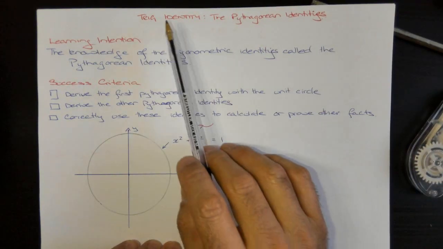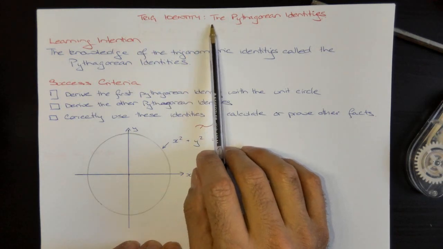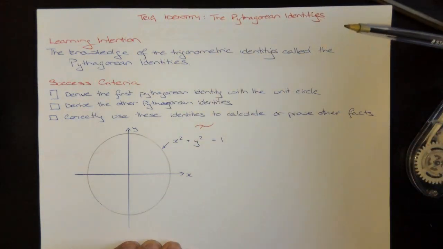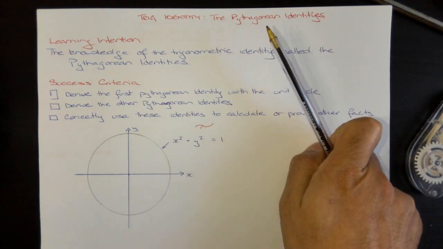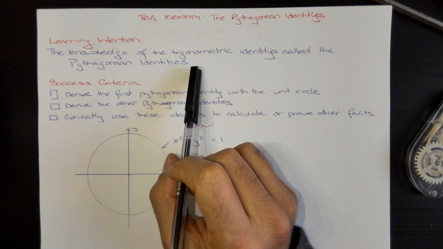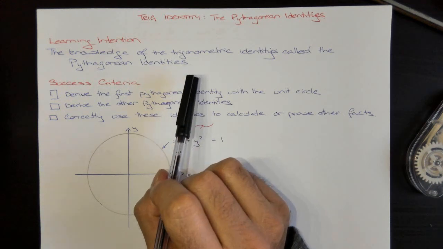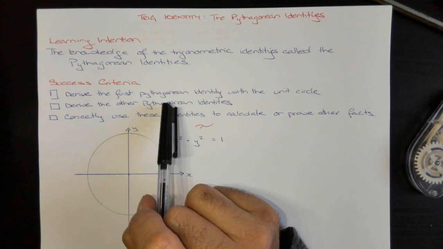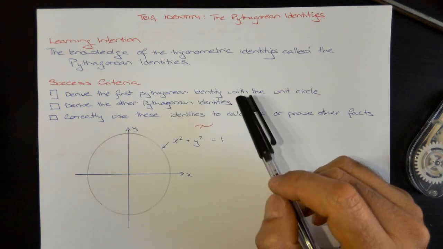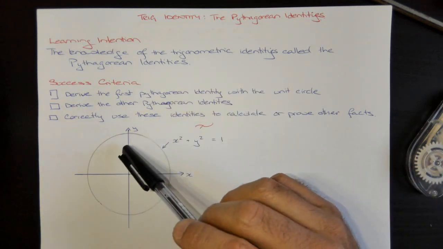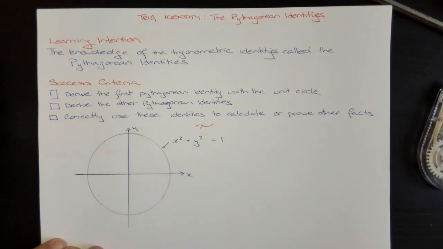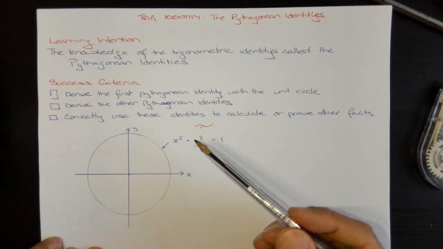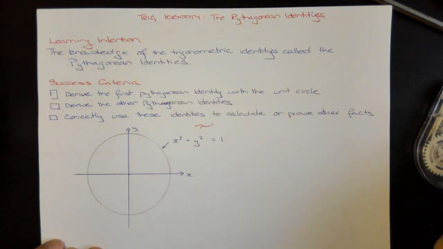Okay, so today we're looking at the trig identity of the Pythagorean identities, or the Pythagorean identity first. The learning intention is obviously the knowledge of how this identity comes about, and we'll be successful if we can derive the identity and identities that come with it, and correctly use these identities to calculate or prove other facts. Okay, so using our unit circle, we've got x and y.